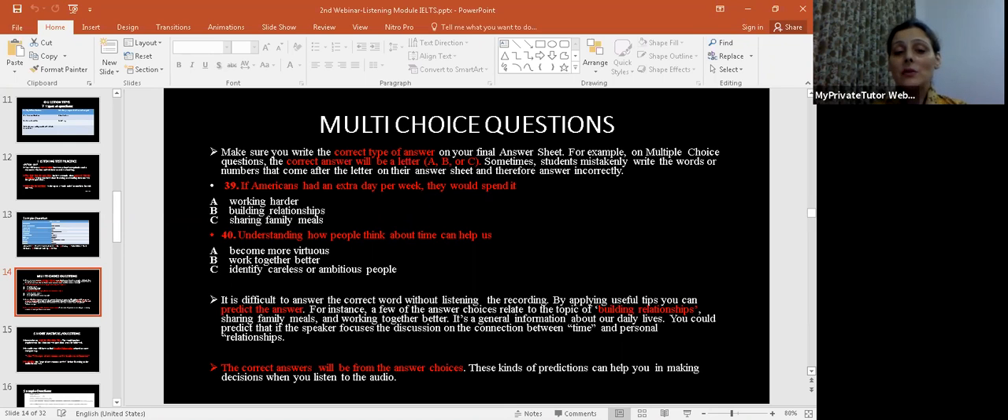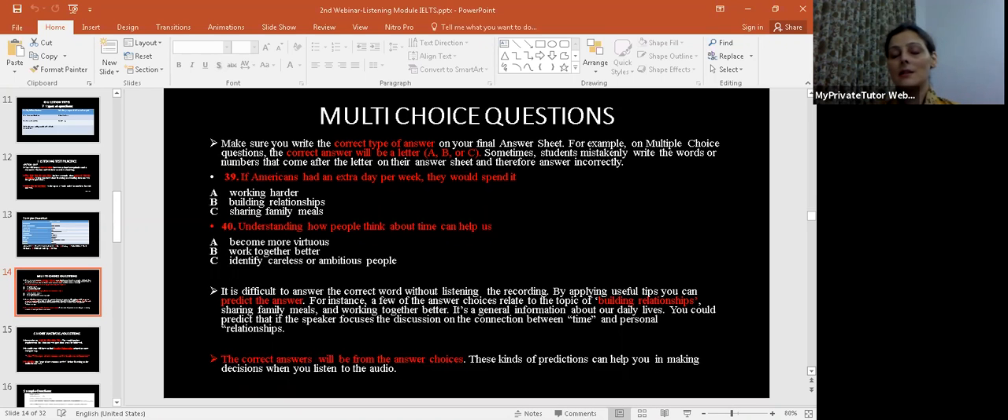So it is difficult to answer the correct word without listening. By applying useful tips, you can predict the answer. For instance, a few of the answer choices relate to building relationships, sharing meals, working together. It's general information that is given in the question. You can predict that, and when you hear the same in the recording, you're going to be very much sure, oh, that's correct, or that just matches with our general understanding.